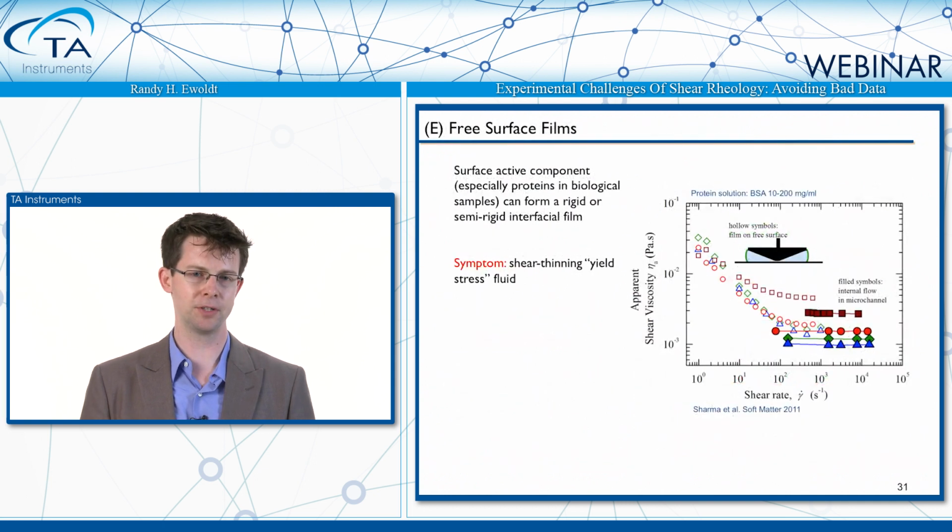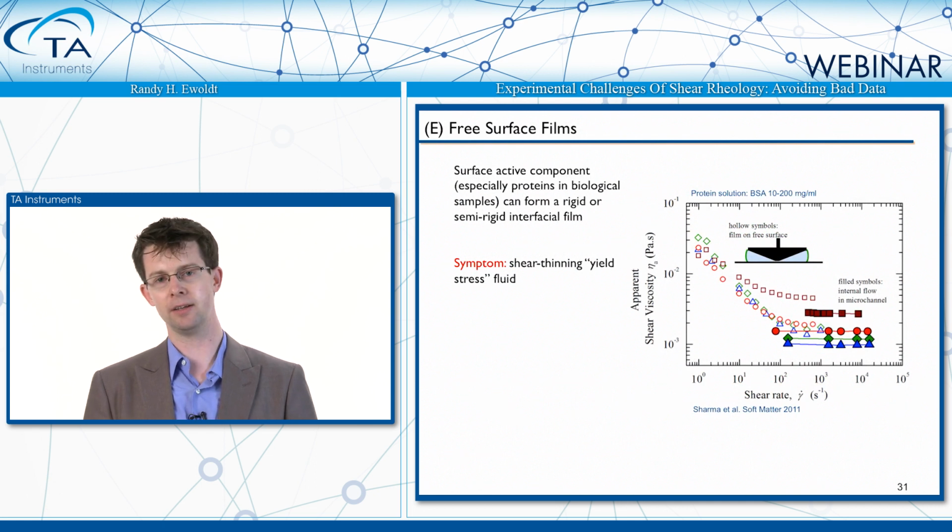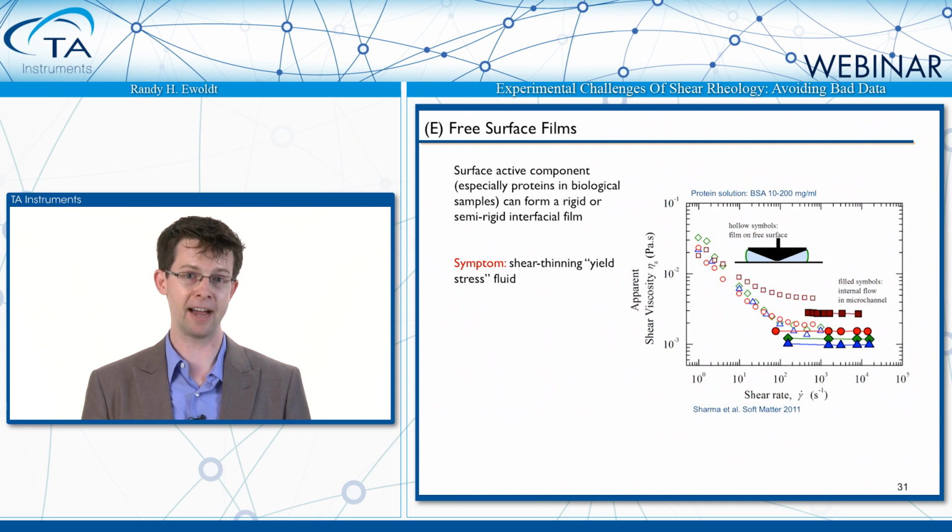Other things happen on surfaces besides just surface tension. So if you have that water sample and you add into it something like a protein solution or some surface active agent, a surfactant, you can see even more weird behavior. So here's beautiful data taken by Vivek Sharma et al. when Vivek was in Gareth McKinley's group at MIT.